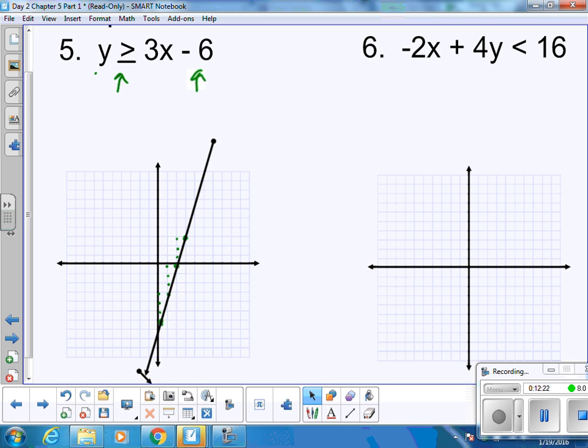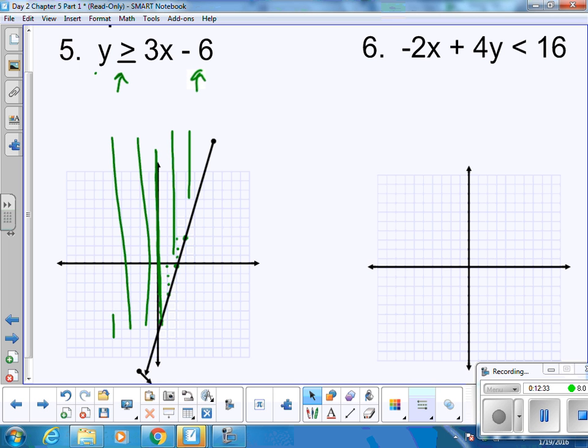So y is greater than. I'm going to consider my y graph, and it goes greater when it goes up. So it's greater than, so I am going to shade up. If it was less than, I would be going down. So the solution to this one is all the area above the line.